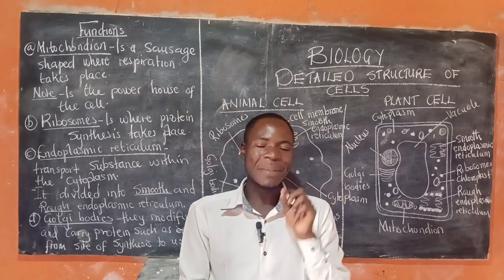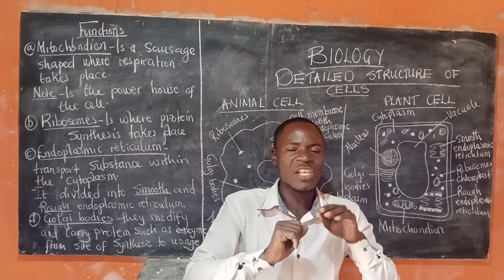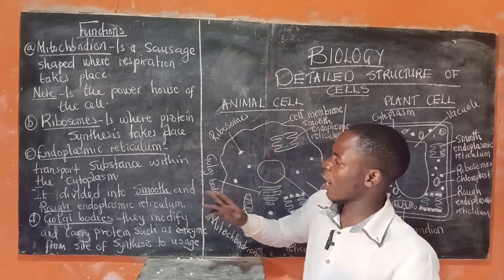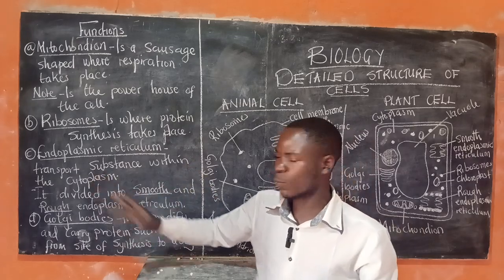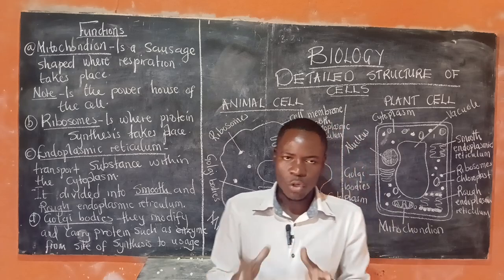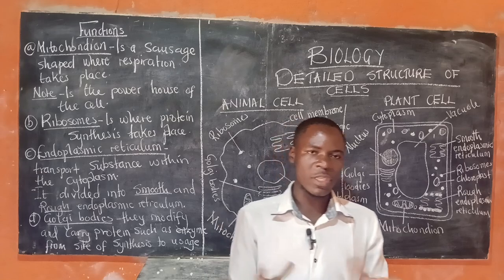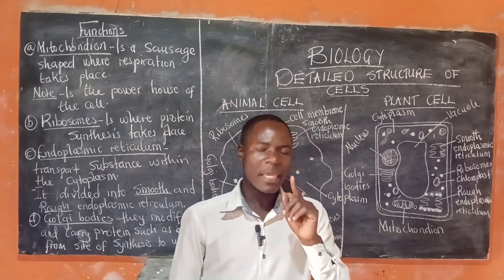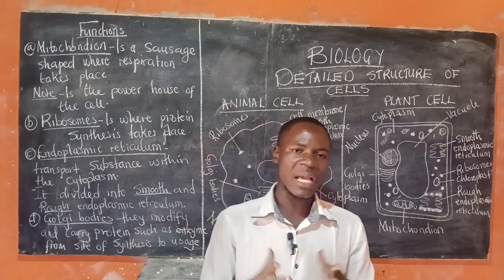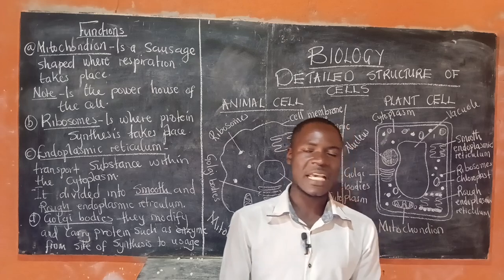So the endoplasmic reticulum, just the endoplasmic reticulum, once they ask you the function, you just say this is the function, which is to transport some of the substances within the what? Within the cytoplasm. Transporting of some substances just within the cytoplasm. Now we need to understand that these endoplasmic reticulum are subdivided into two.